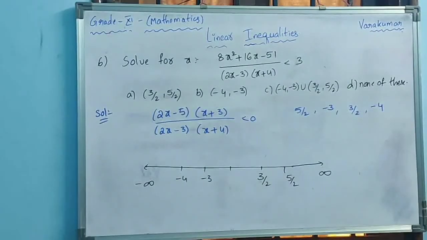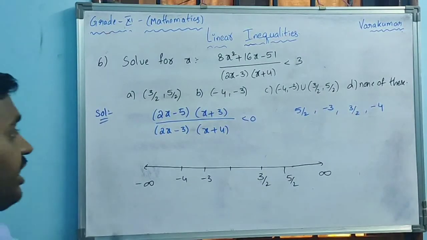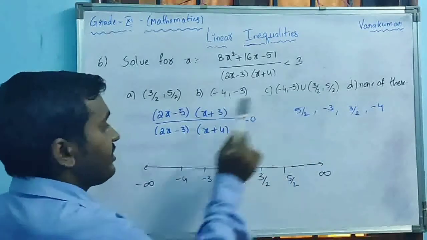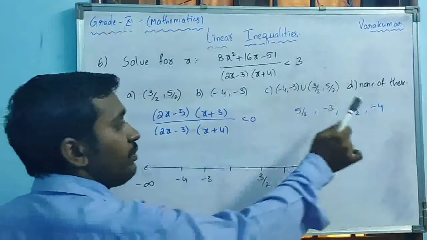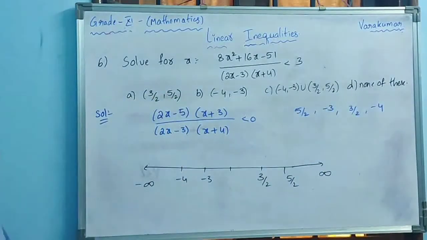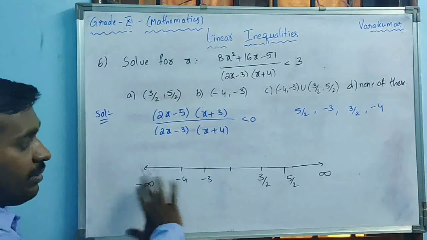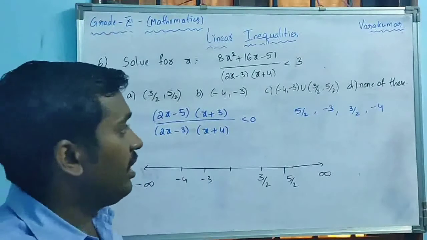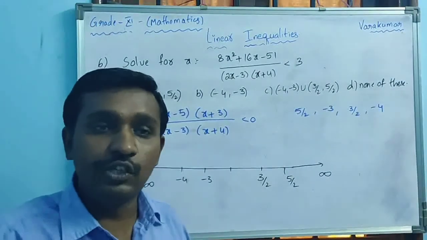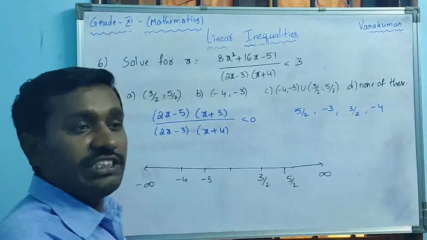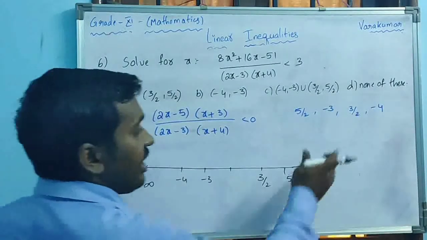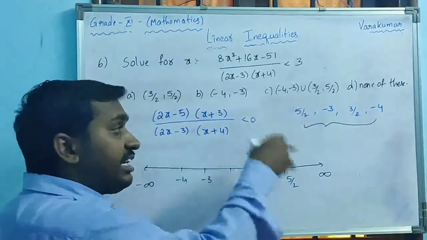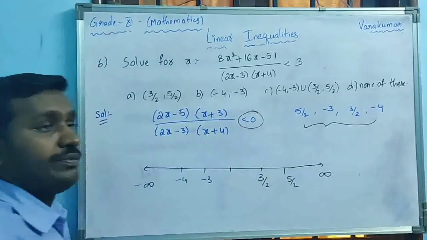Okay. Now, if you see the critical points, what are the critical points? 2x minus 5 is equal to 0, so x equals 5 by 2, and x equal to minus 3, and x equal to 3 by 2, x equal to minus 4. Okay. So children, while solving this one without simplification, till here children will hurry and write the answer. But we do not know which is the right answer, so we cannot opt for any one of these options. Because we are taking this condition, we have to take all the critical points, and that region should satisfy less than 0.